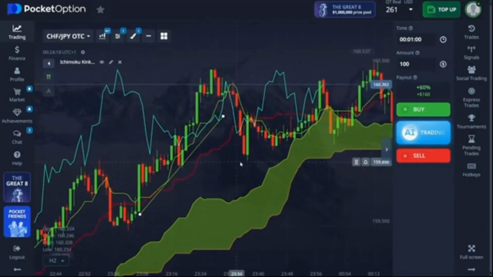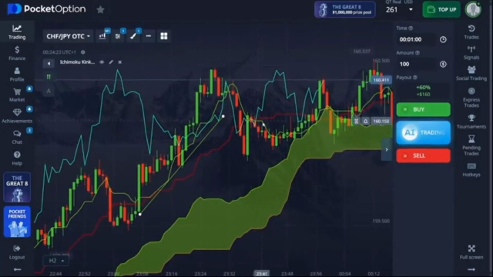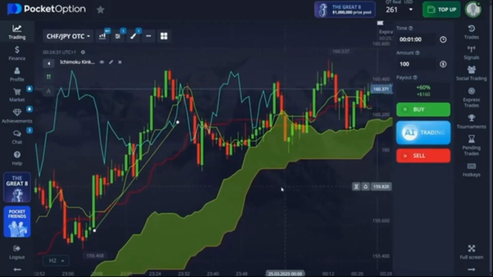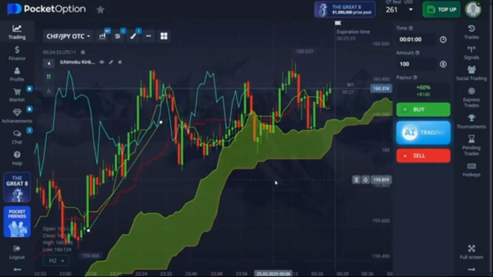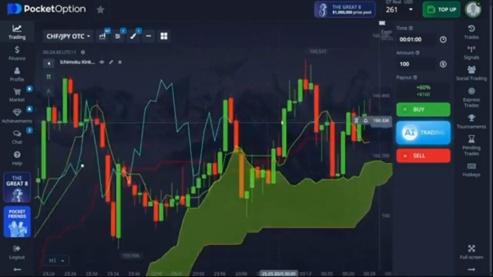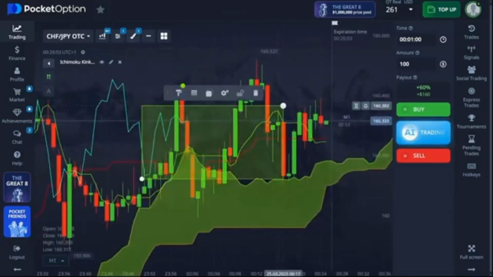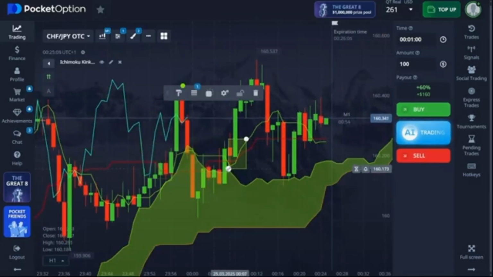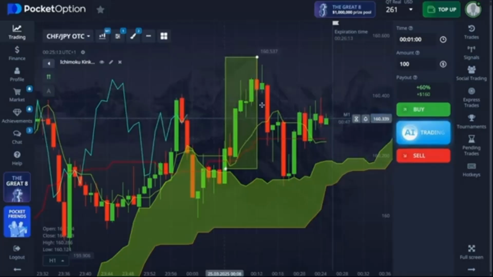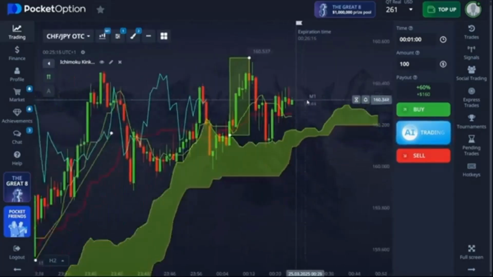If the red line is above the green, the sellers are stronger and you might consider sell trades. But if the price is still above the green cloud, it's better to wait until the green line crosses above the red. After the crossover, you can enter. For example, here, after the crossover, the price shot up. Clear confirmation. Right now, the green line is below the red and the payout percentage is low.